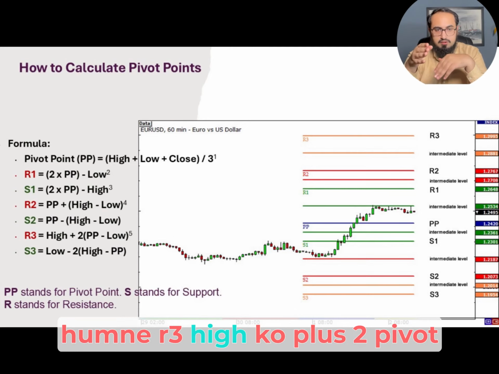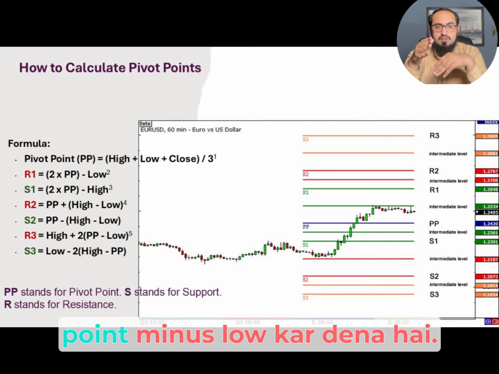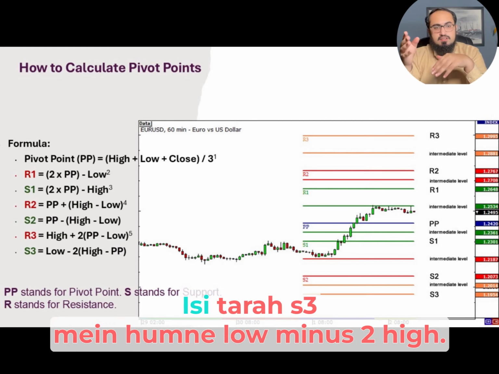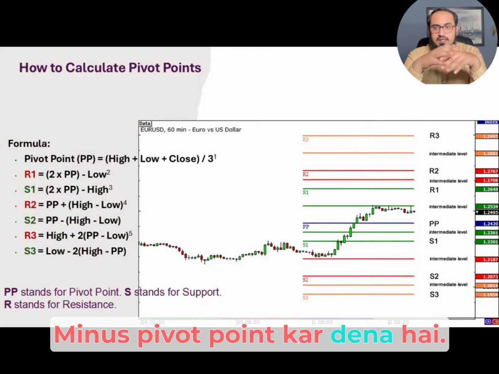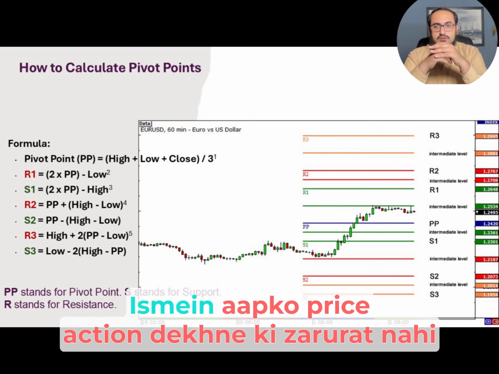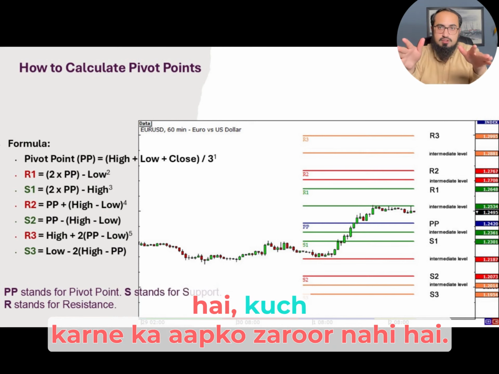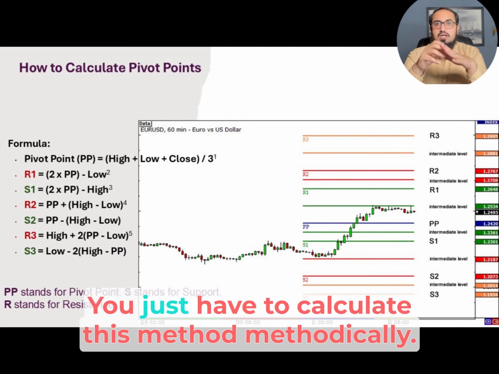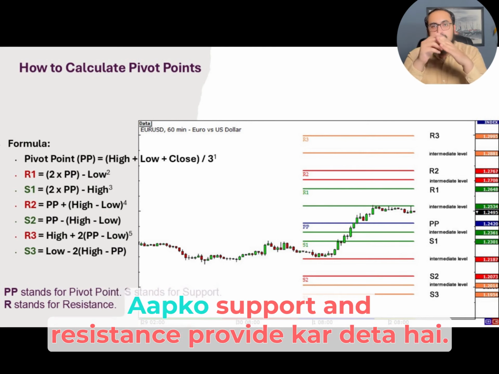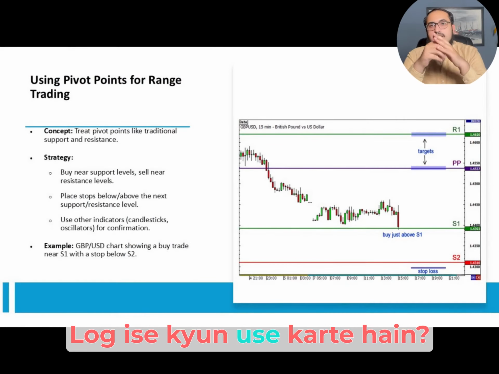For R3, we take high plus 2 times pivot point minus low. Similarly, for S3, we take low minus 2 times high minus pivot point. This is a very simple formula. You don't need to look at price action. There's nothing to do. You just have to calculate. This method normally provides you with support and resistance.